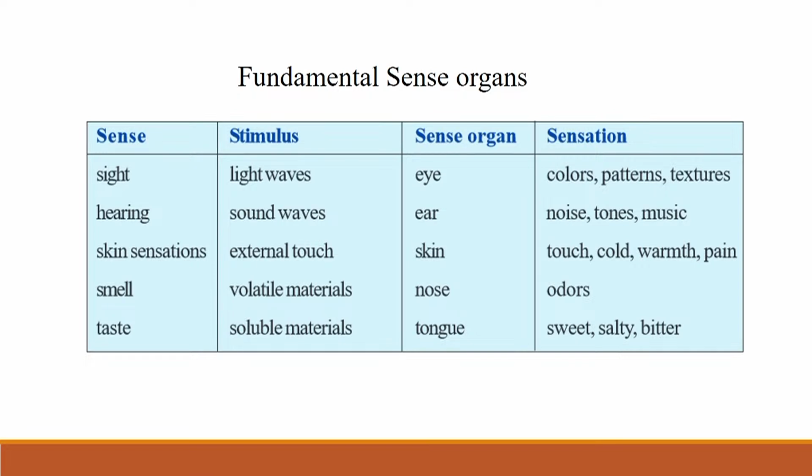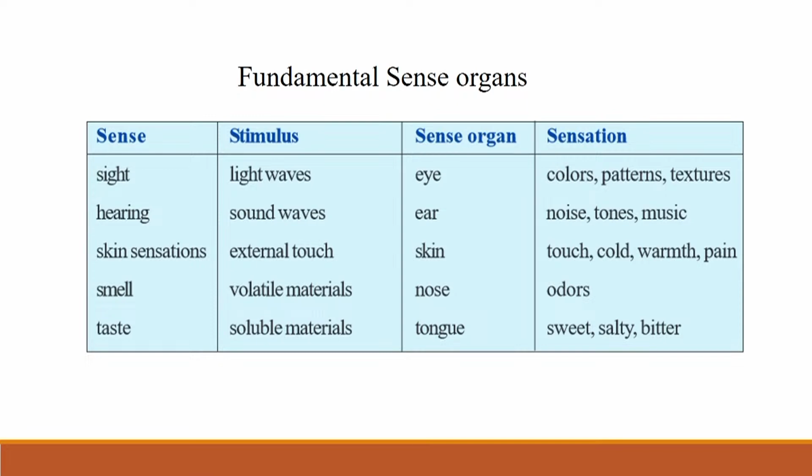You will be noticing all these things when you are perceiving in the environment. You will be sensing the colors, the patterns, the textures. All these things will be sensed when you are using your eyes, or when you are seeing something. Then we have hearing. Basically the stimulus is sound waves and the sense organ is the ear. And what are the sensations? Sensations are noise, tone, music, it might be pitch also. So these will be the sensations when we are talking of hearing.